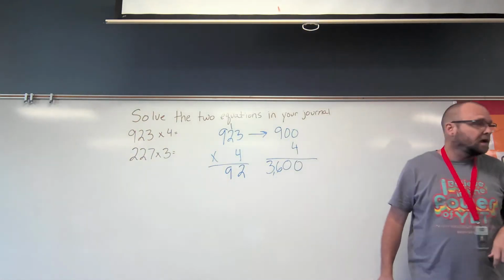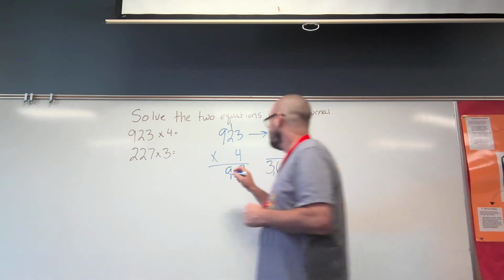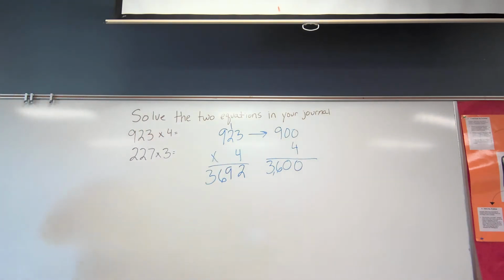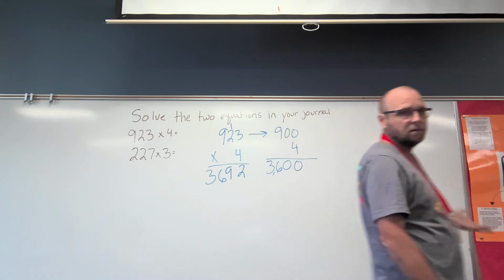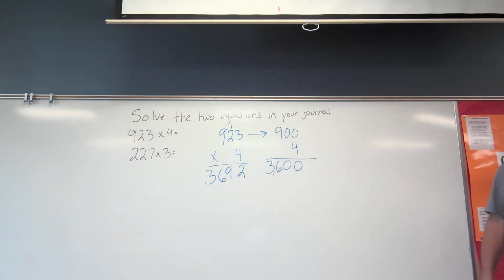Soraya, now I'm left with 4 times 9, and I get what? 36. So we have 3,692, which is in the ballpark of our estimate. So that tells us we've got a better chance of getting it done correctly.